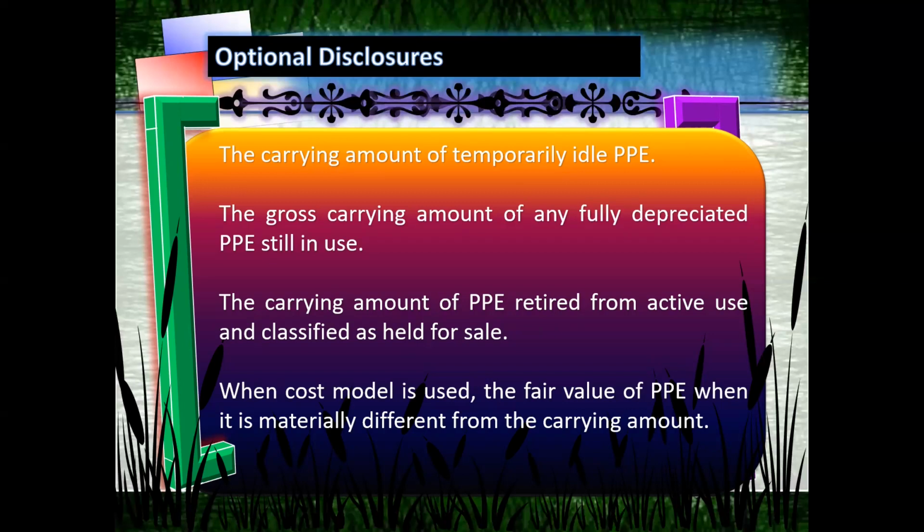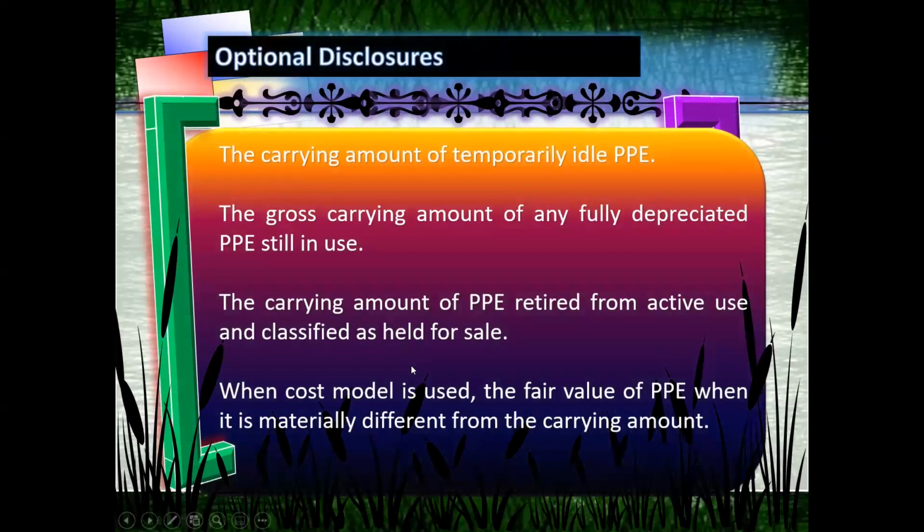So another thing is the carrying amount of PPE retired from the active use and classified as held for sale. So kasama rin yung plano mong ibenta na. So when cost model is used, the fair value of PPE when it is materially different from carrying amount. Okay, so again, these are the items that we have to disclose, although these are just optional. Hindi siya talaga requirement but only encouraged.